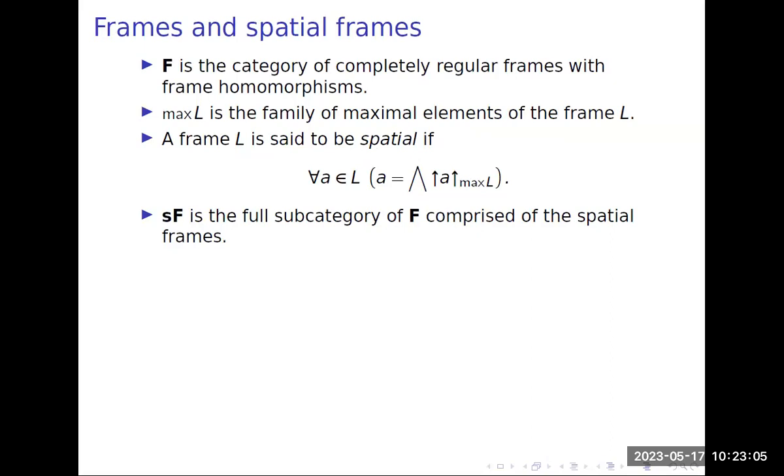F is the category of completely regular frames and frame homomorphisms. And I'll be very interested in the points. Now, a point in a space is represented in the frame by the complementary open set. And that open set is a maximal element of the frame. So the family of points of a frame I can then identify with the family of maximal elements, and I'll signify that by max L.